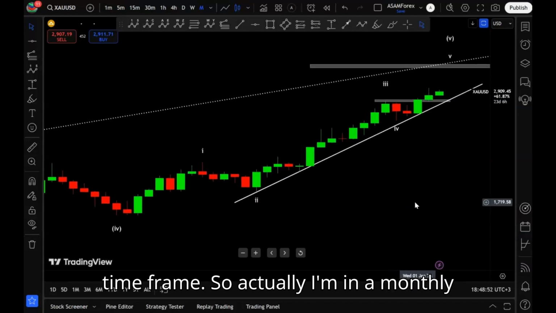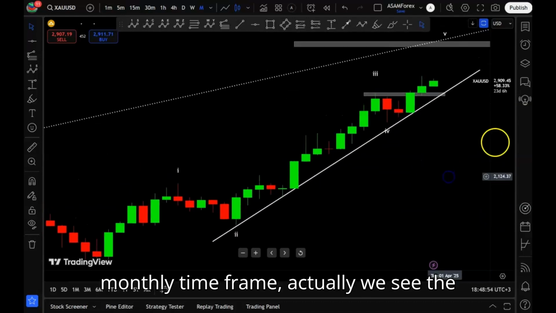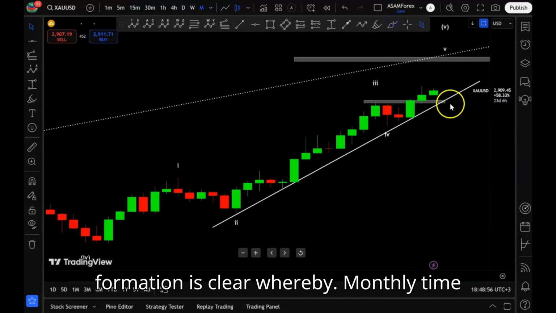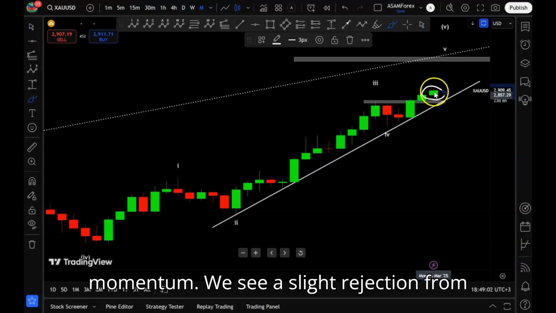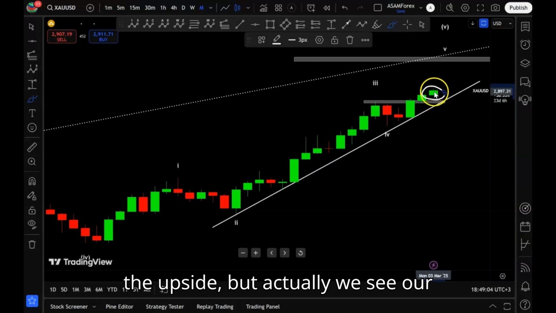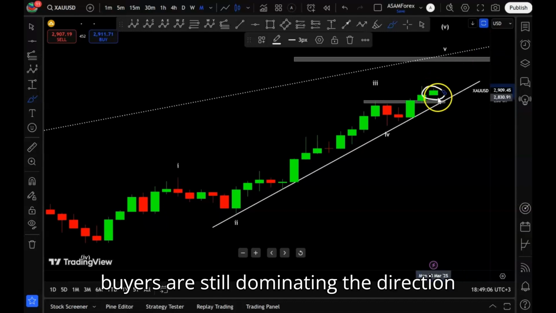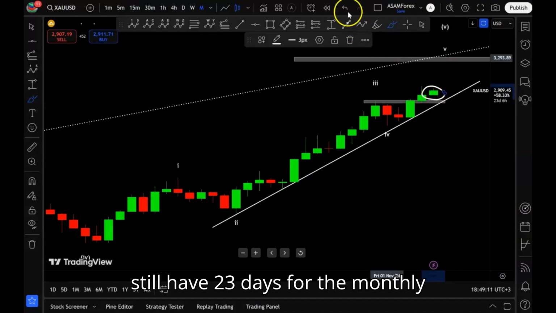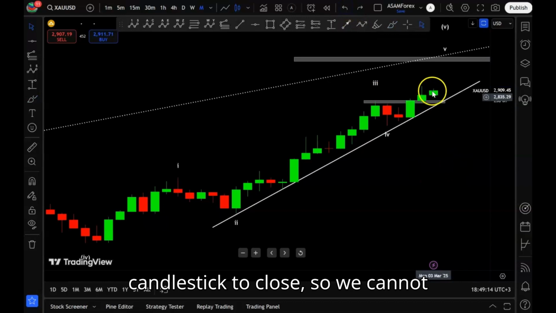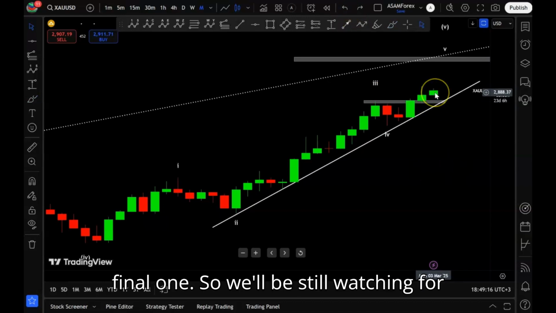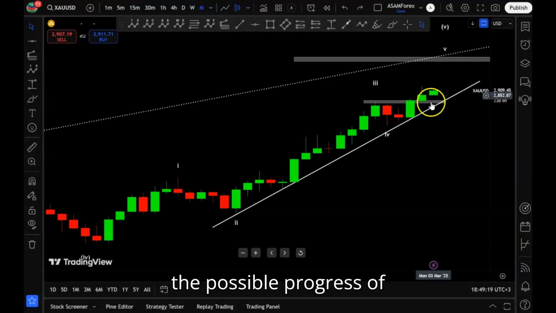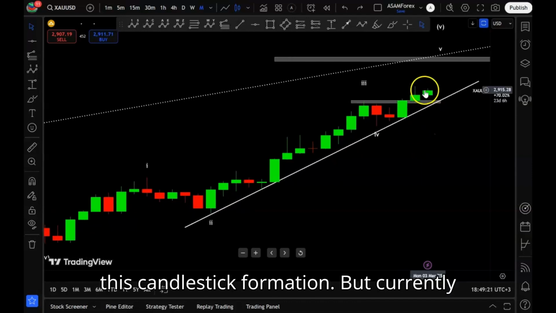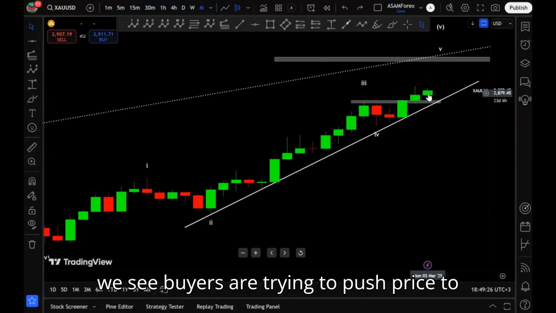So I'm in the monthly time frame, and looking quickly at it, we see the formation is clear, whereby the monthly time frame is still holding with bullish momentum. We see a slight rejection from the upside, but buyers are still dominating the direction of the monthly candlestick. Since we still have 23 days for the monthly candlestick to close, we cannot conclude the current formation as the final one. We'll still be watching for the possible progress of this candlestick formation, but currently we see buyers are trying to push price to the upside.